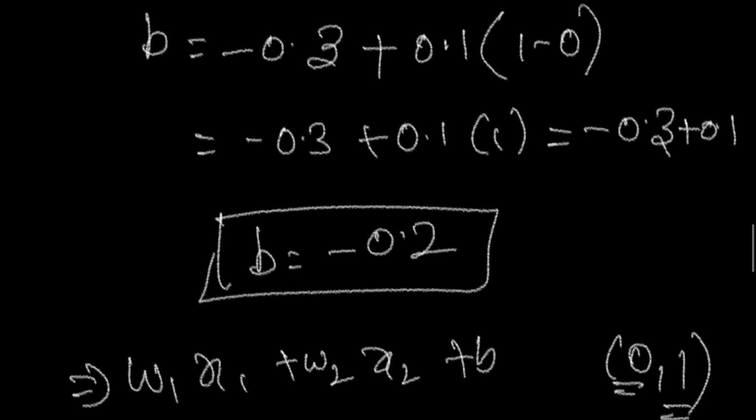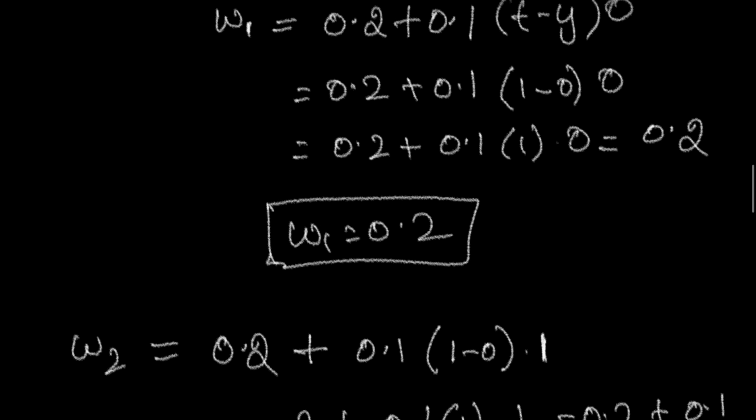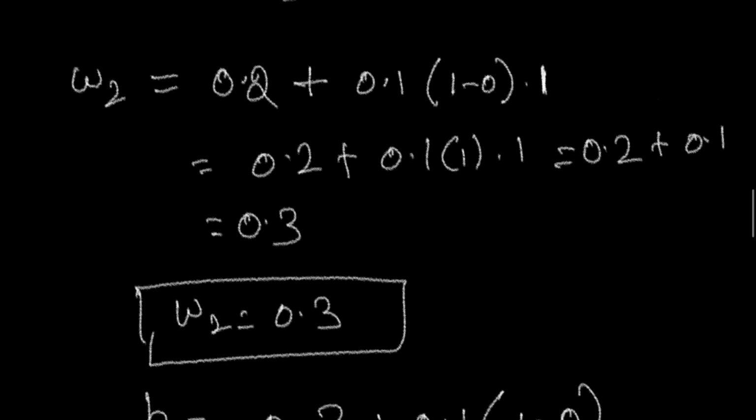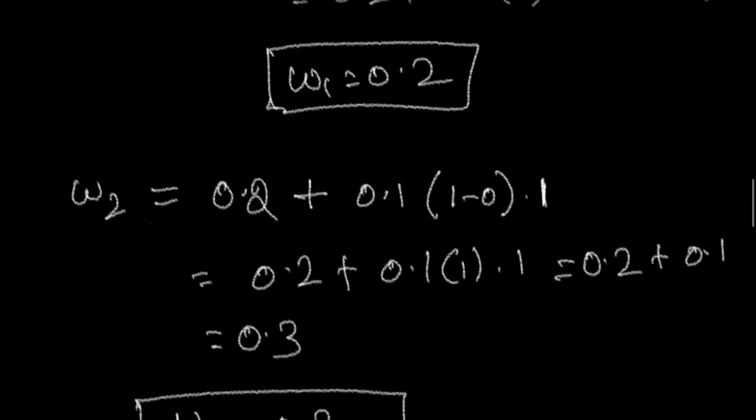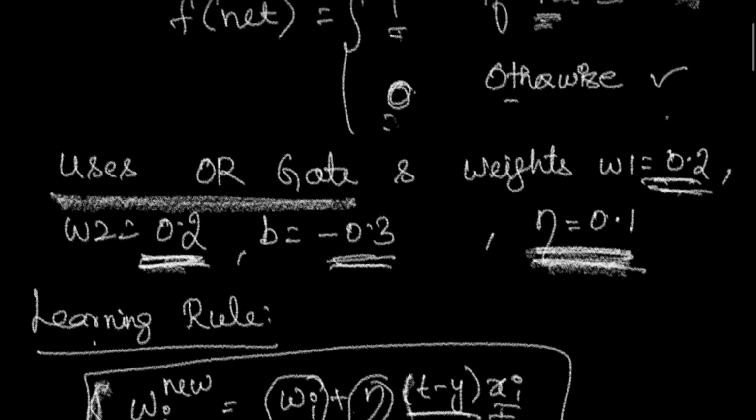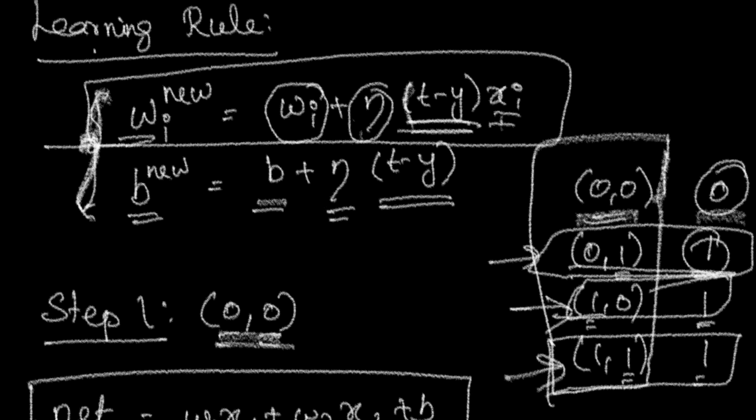For 0 and 1, we have adjusted the weights, and the new weights which we have got are W1 equals 0.2, W2 equals 0.3 and B equals minus 0.2. These three values can again be used in correcting the misclassification of 1, 0 just like what we did for 0 and 1, and you can make it a right classification model. This is how a single layer perceptron will use an OR gate in order to make the learning process in the neurons correct.